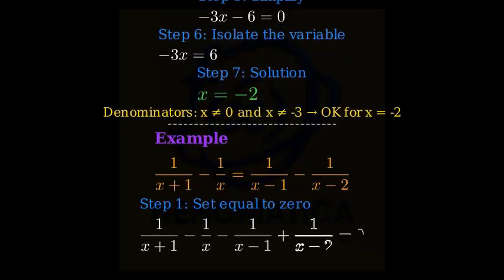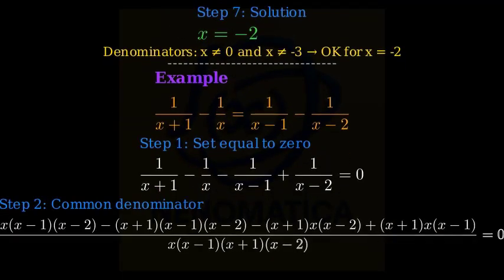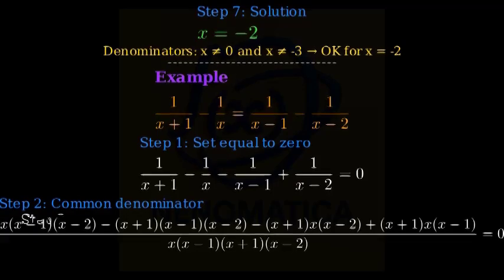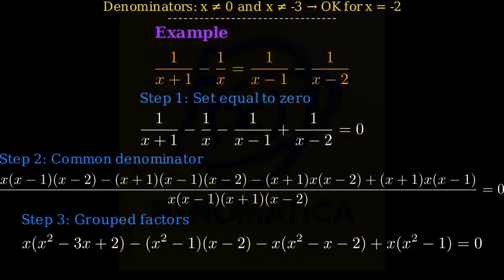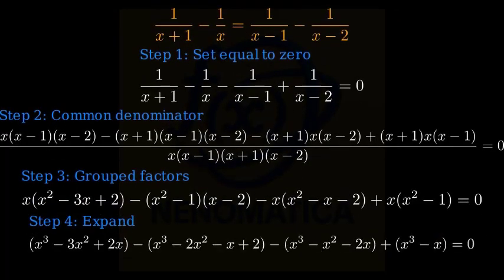Step 2. Combine the fractions over the common denominator x times (x minus 1) times (x plus 1) times (x minus 2). Step 3. Factor inner products to highlight common trinomials, exactly as written. Step 4. Expand each group product. Step 5. Combine into a single long sum before simplifying. Step 6. Cancel and combine like terms to reach a linear equation.